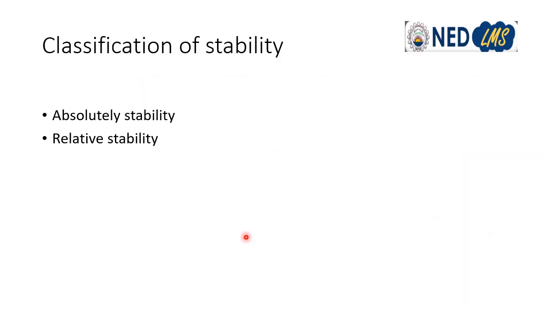Now we classify the stability as either absolute stability or relative stability. Absolute stability is simply a question of yes or no, whether your system is stable or unstable. So we can find absolute stability and it will give us just the answer of stability, yes or no, whether our system is stable or not.